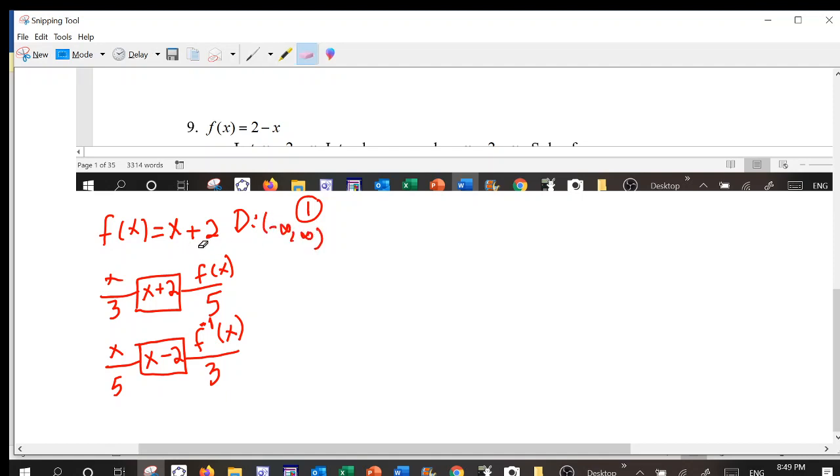And the range of this function also is all real numbers, because this function is a line. Now, what is the domain of the inverse?